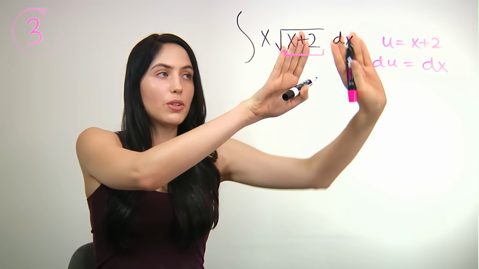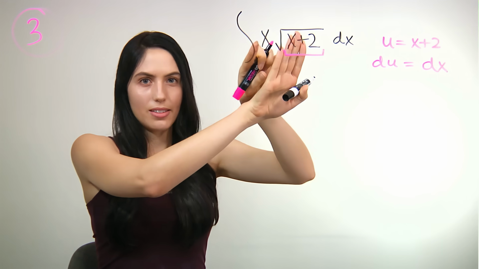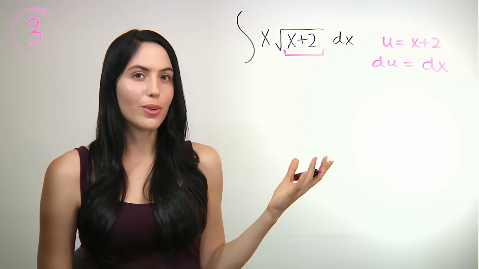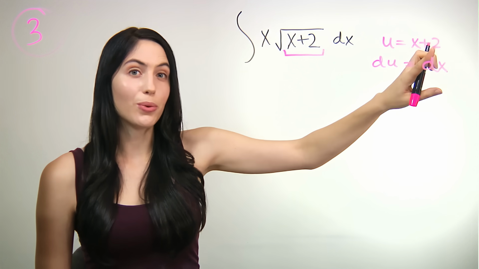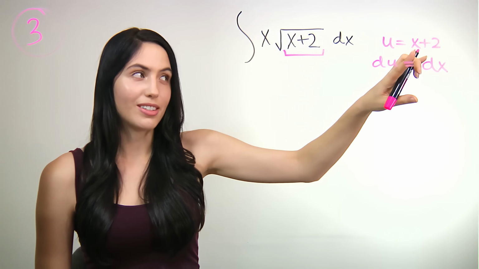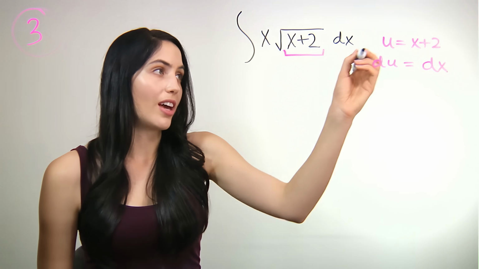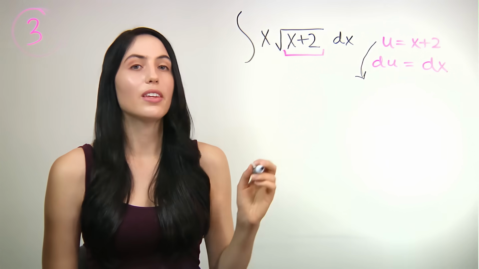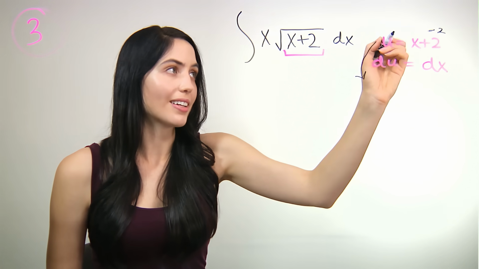And your du can replace dx, but you haven't found a way to replace x. You need to find a way to eliminate that. How do you do that? Well, the only way is to manipulate your u expression. Rearrange it somehow to get x alone so that you can plug in for u. So you want to rearrange that expression. Do it down here. You can subtract 2 from both sides to get x alone.